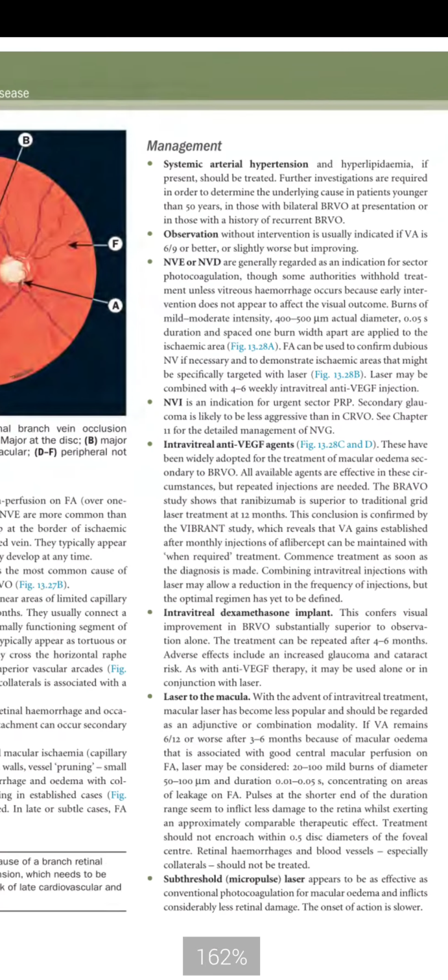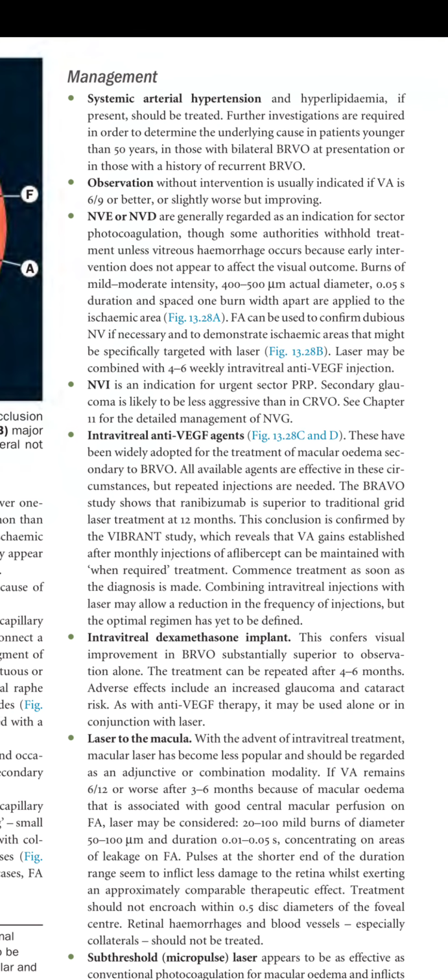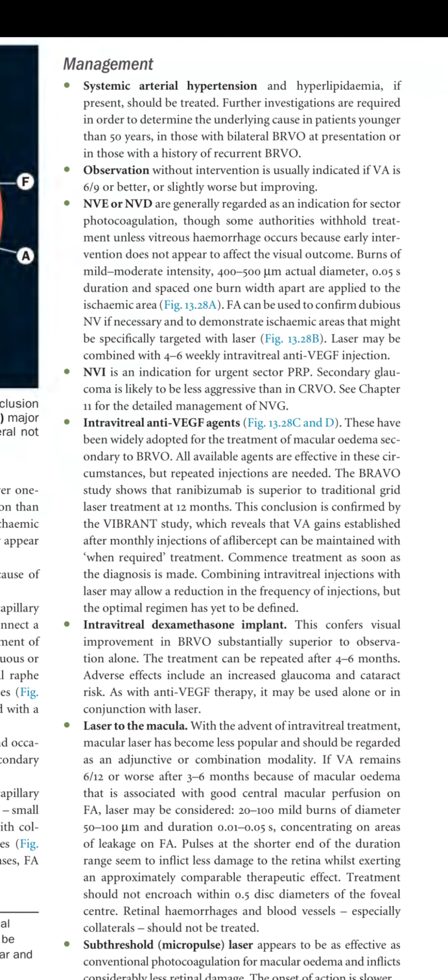So next is how we will treat NVI. NVI is an indication for urgent sector PRP. Secondary glaucoma is less likely to be aggressive than in CRVO. See chapter 11 for a detailed management of NVG. So for NVI, we can also do the sector PRP.